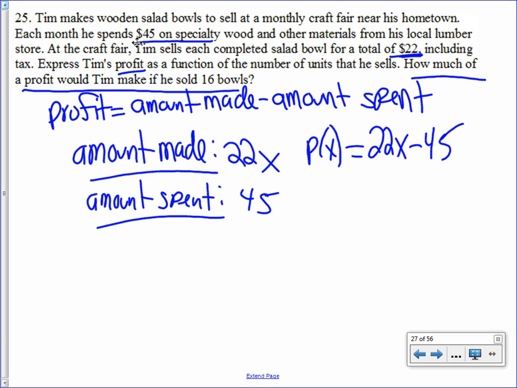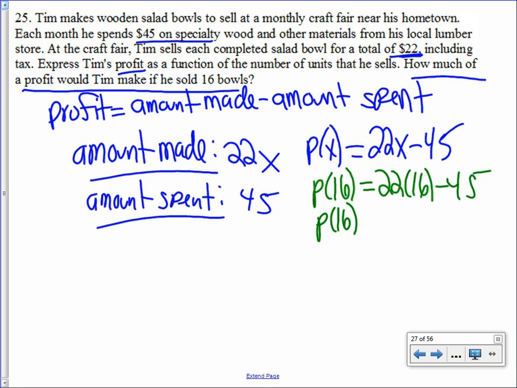Now that we have that function, how much of a profit would he make if he sold 16 bowls? Well, P of 16 equals 22 times 16 minus 45. You can put that into the calculator to get an answer. 22 times 16 minus 45 is 307. Not a bad profit.